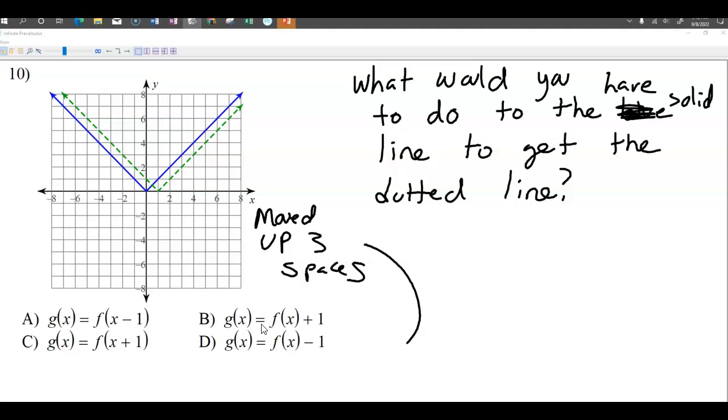Brianna, what did your team conclude there for this one? A, B, C, or D? It is A. Moving to the right means you're subtracting a number on the inside of the parentheses. All right?